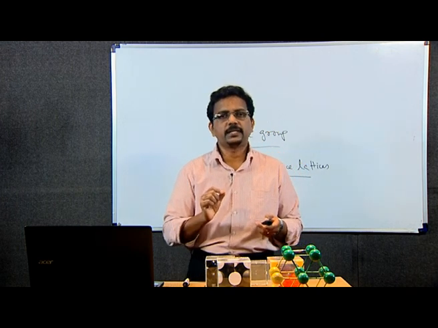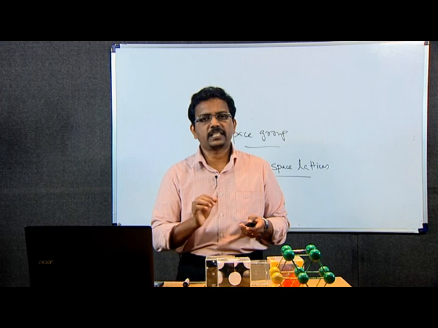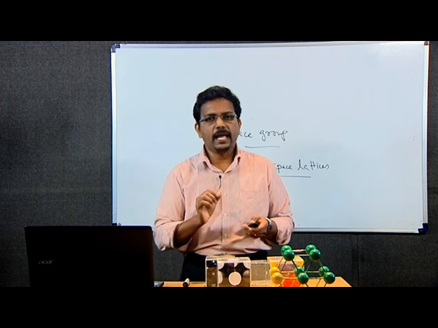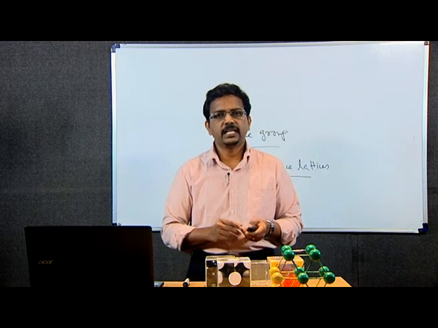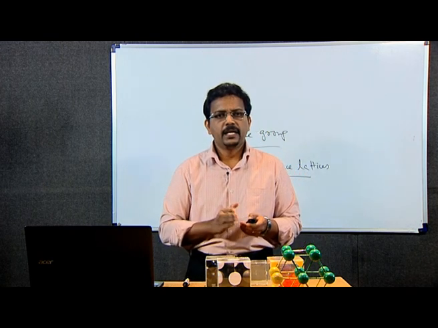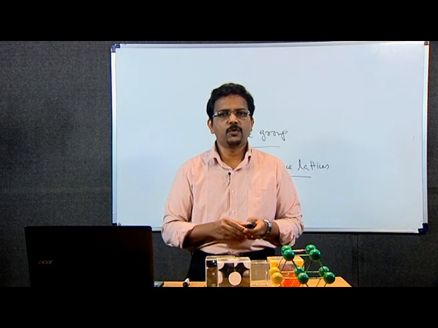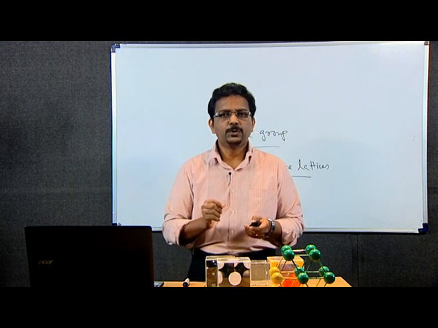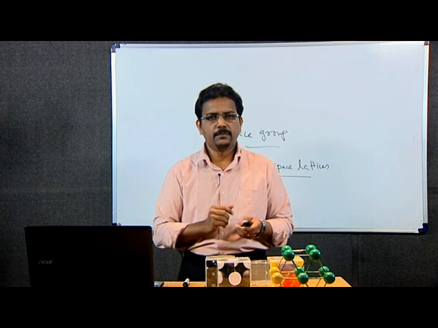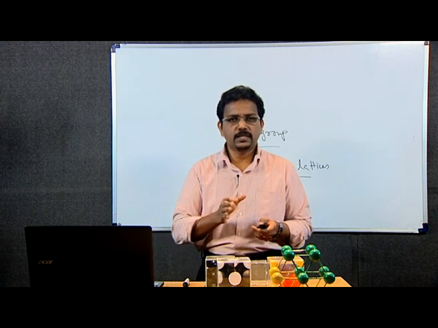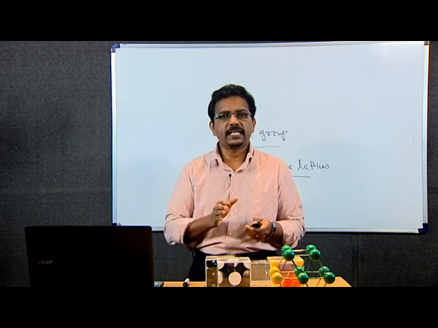Another parameter is atomic packing factor, or commonly we call it APF. It is the fraction of space occupied by atoms in a unit cell, the ratio of the volume of the atoms occupying the unit cell to the volume of the unit cell. So, that particular parameter is called atomic packing fraction.